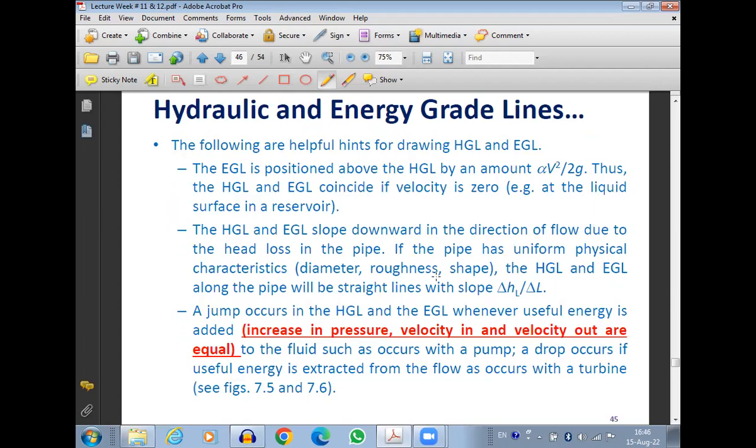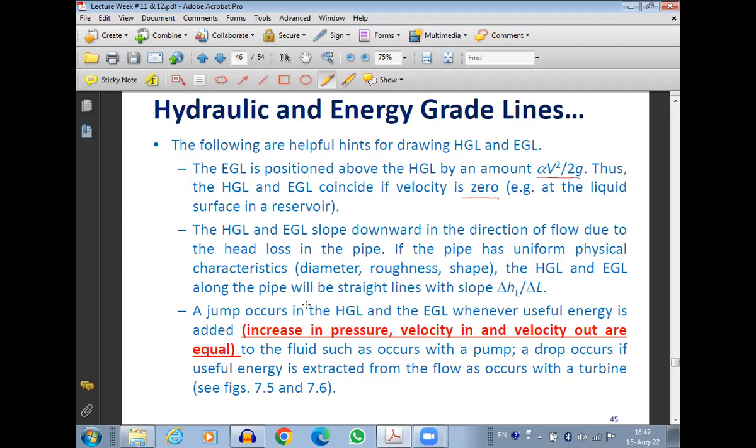Following are the helpful hints for drawing hydraulic grade line, energy grade line. The energy grade line is positioned above the hydraulic grade line by an amount alpha v square upon 2g. Thus, the hydraulic grade line and energy grade line coincide if velocity is 0. This is another question. If the velocity of the fluid becomes 0 at certain point, what will happen to the hydraulic grade line and energy grade line?